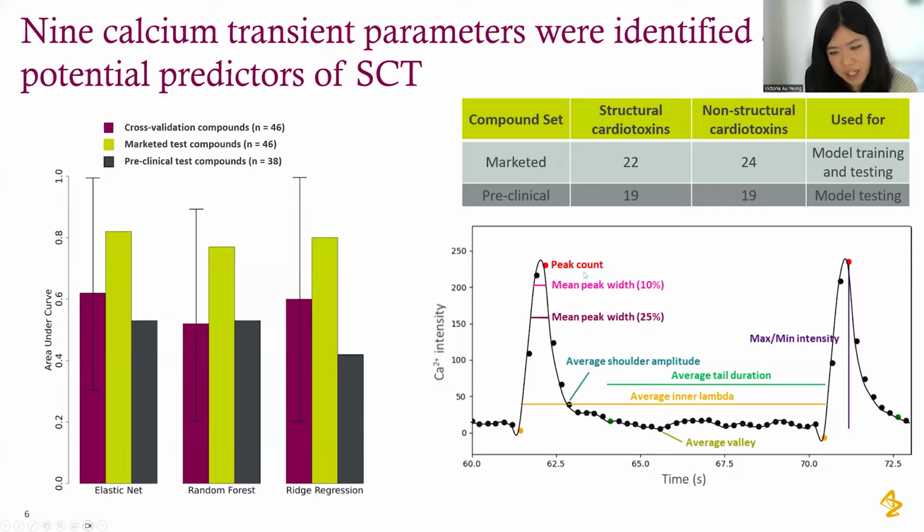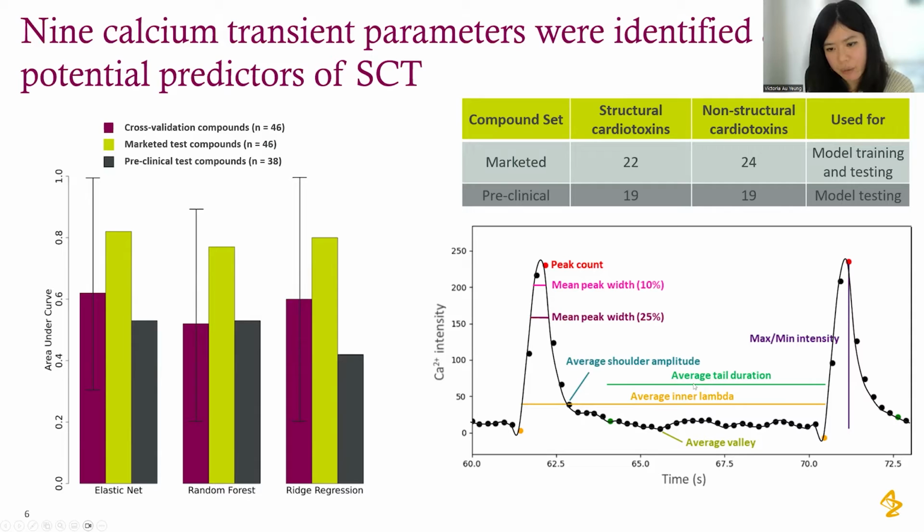So we have peak count as a usual suspect, but we also have different parameters like the width of the peak at different heights of that peak. We also have something called average shoulder amplitude. It's not very obvious in this model trace, but sometimes you can get a peak which is a little bit shorter than this main peak and very close to it. So we call that the shoulder. So average shoulder amplitude came out as an important parameter as well.